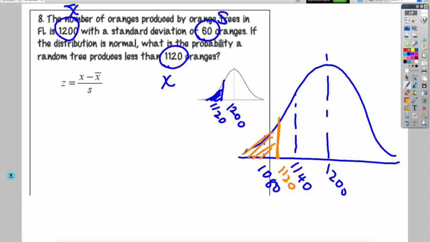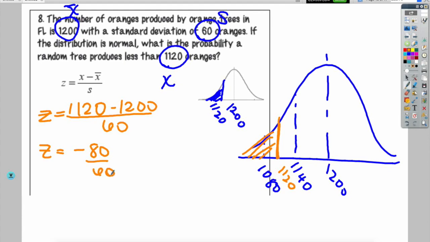Now we do that by figuring out our z-score, okay? Because we have all of our pieces to find our z-score, and then we're going to use that to figure out our probability. So let's plug in, unless there are questions. 1120 minus 1200 divided by 60. What is that value? Oh, the top is negative 80 and divided by 60. Okay, then what's this number?